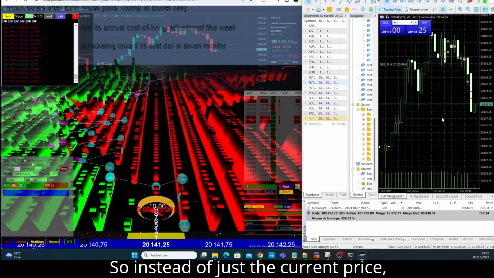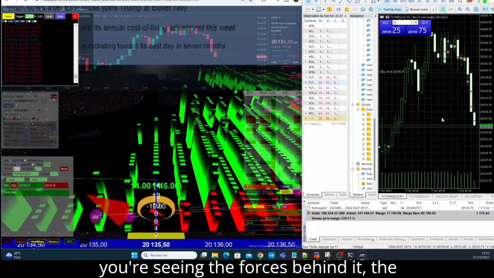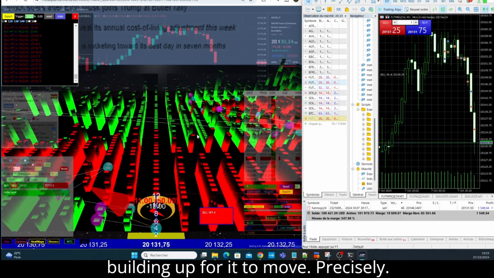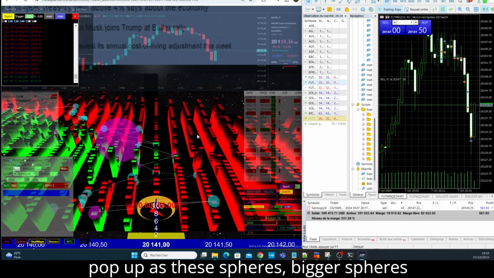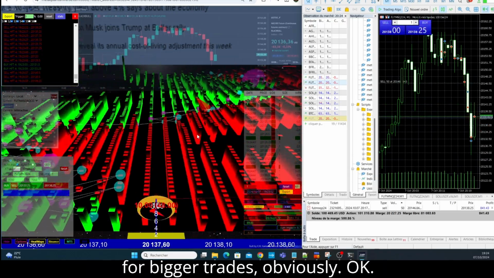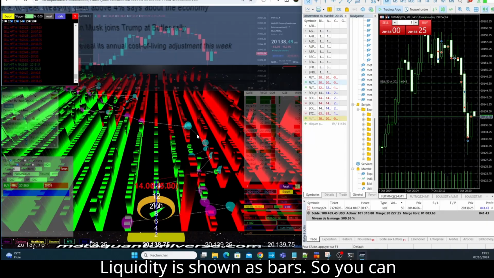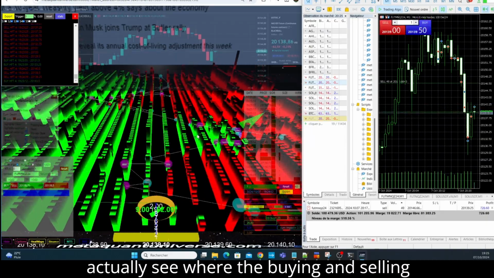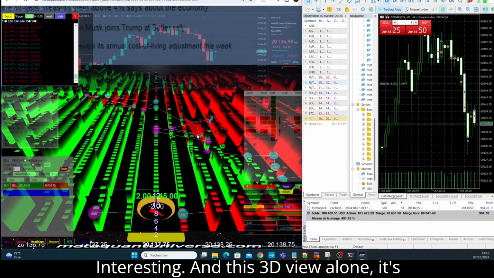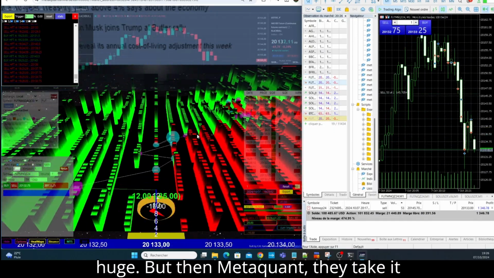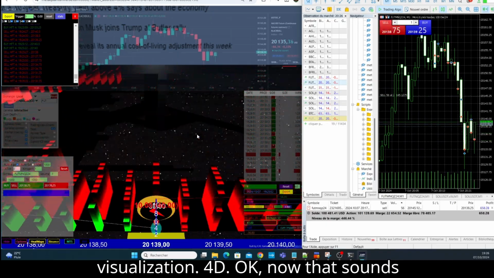So instead of just the current price, you're seeing the forces behind it, the buy and sell orders, all that pressure building up for it to move. Precisely. You can see, for example, trades pop up as spheres, bigger spheres for bigger trades, obviously. Liquidity is shown as bars, so you can see where the buying and selling interest is concentrated. Interesting. This 3D view alone is huge, but then MetaQuant takes it even further. They've got a 4D visualization.